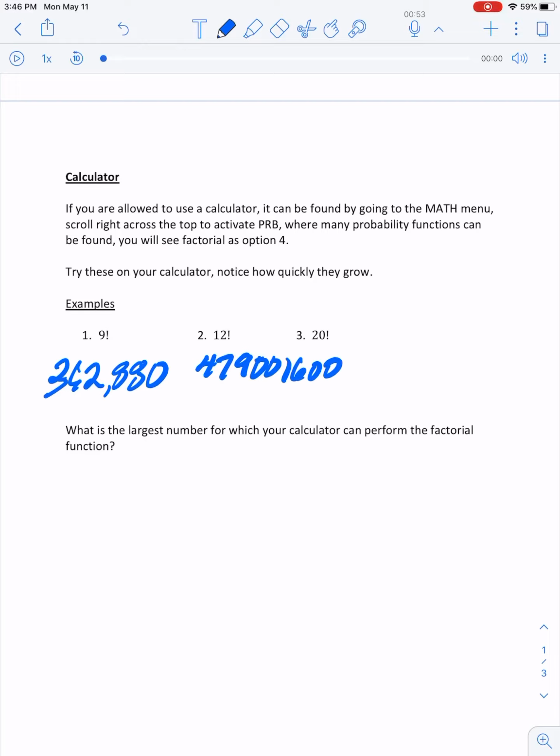Okay, while you're doing that, I'll get you the answer for the third one. And obviously it goes right to scientific notation, so you would say something like 2.4329 times 10 to the 18th. So that means move the decimal point 18 times, and you're talking about a pretty large number.